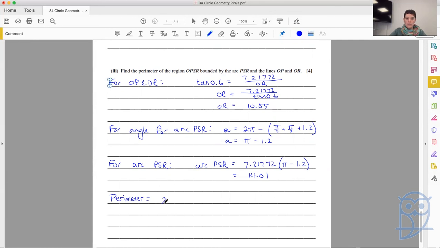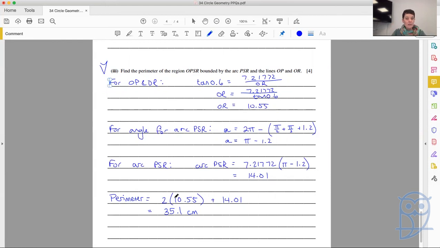So now we've got everything we need to do the perimeter. Equals 2 times 10.55 plus 14.01, and when we combine that all together, we end up with 35.1 centimeters. The perimeter of that very funny shape that had a pointy bit with a scoopy bit at the bottom of our diagram is 35.1 centimeters.